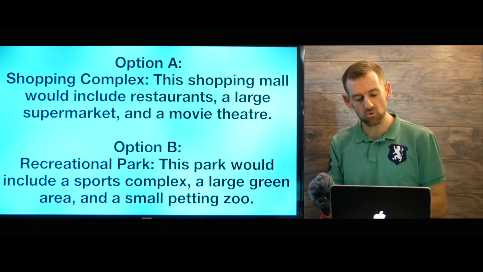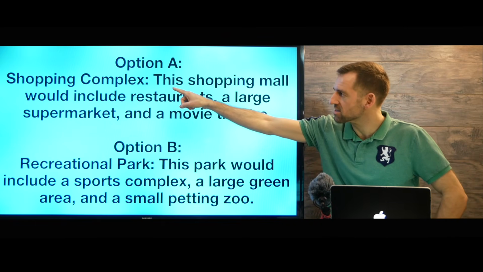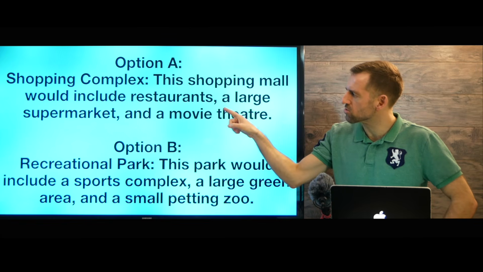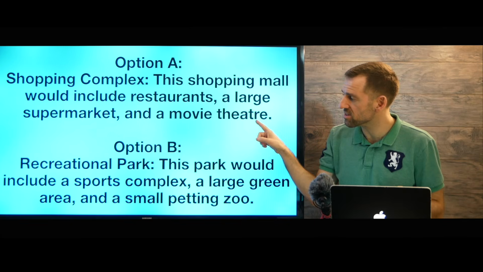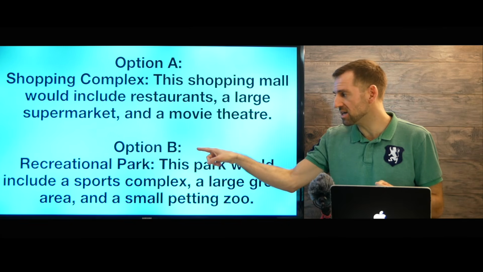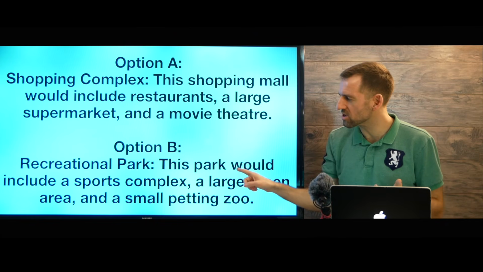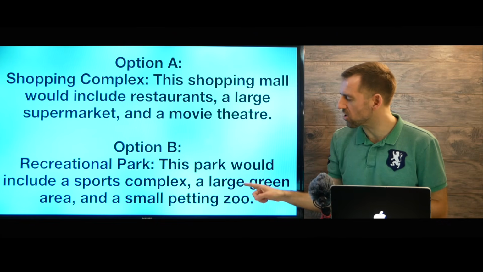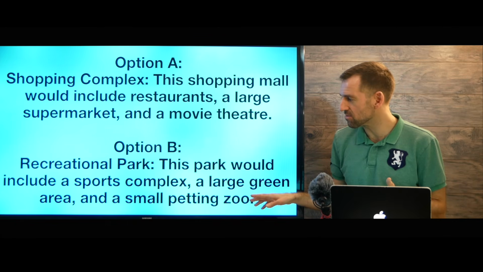Okay, so you have two options. Option A is a shopping complex. This shopping mall would include restaurants, a large supermarket, and a movie theater. Option B is a recreational park. This park would include a sports complex, a large green area, and a small petting zoo.